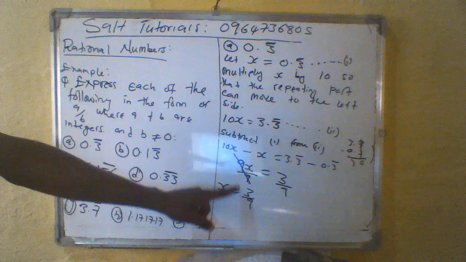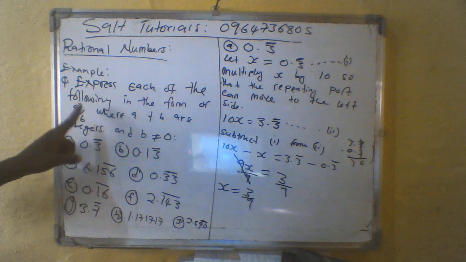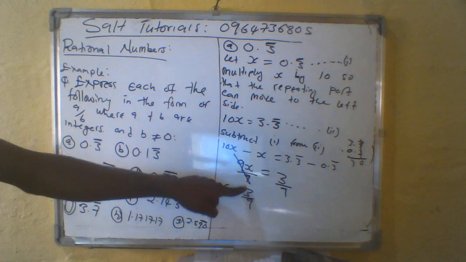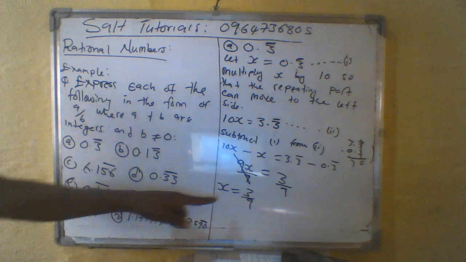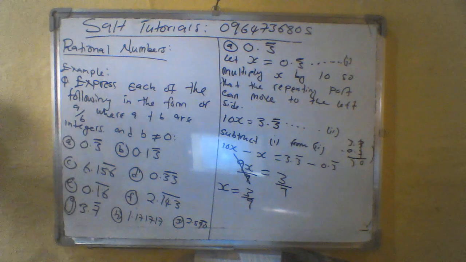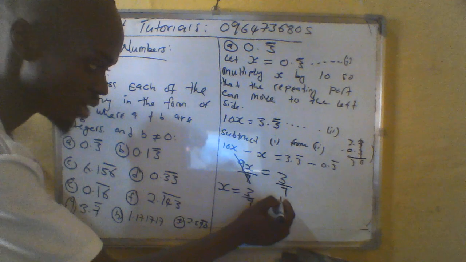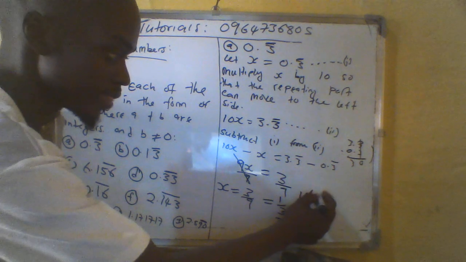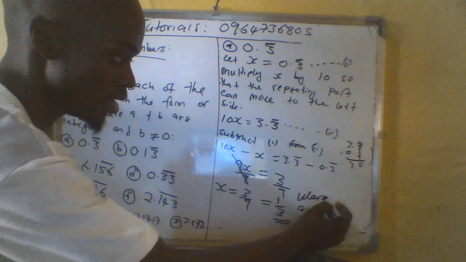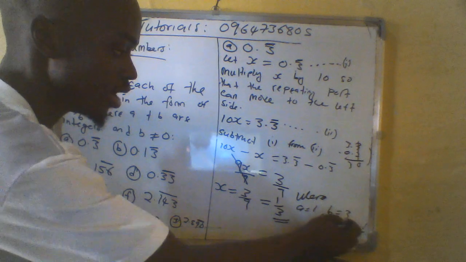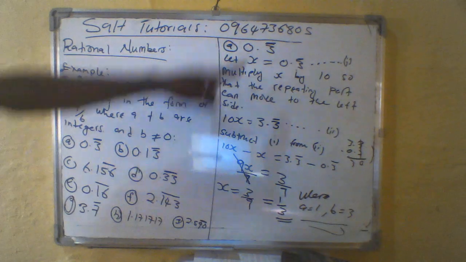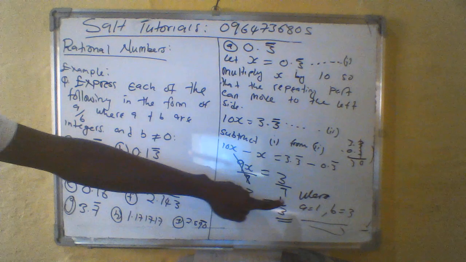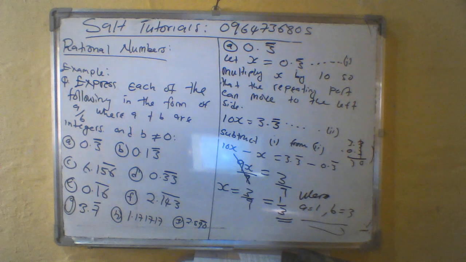This is the form of a over b. But every time I'm expressing in the form of a over b, try by all means to break it into lowest terms. Is there a number which can go into 3 and 9 without leaving any remainder? Yes, this is basically 1 over 3, and this is my expression where a is equal to 1 and b is equal to 3. I am done. So 0.3333 in the form of a over b is basically 1 over 3, and you are done.